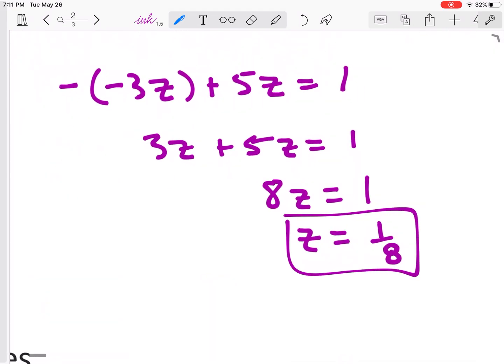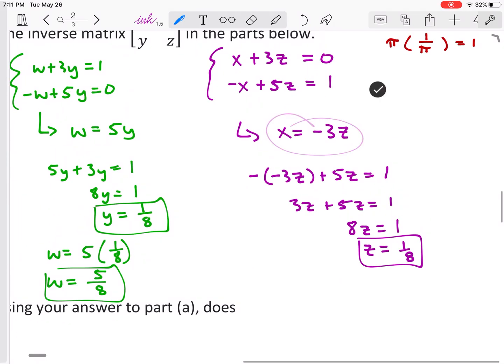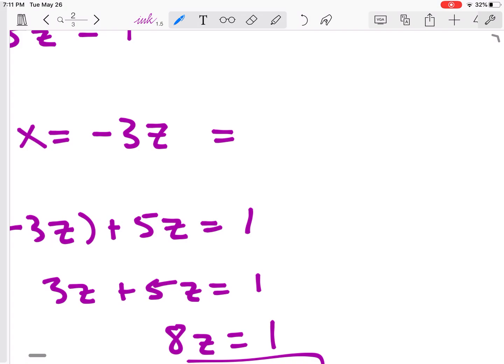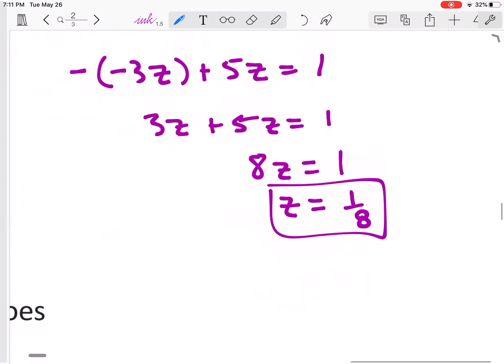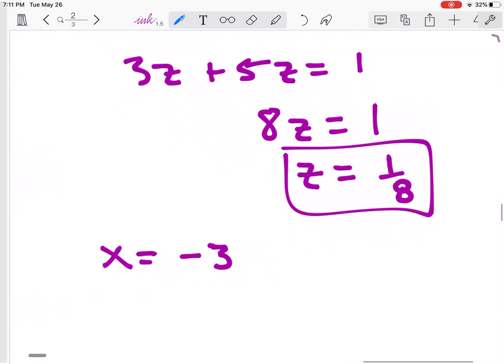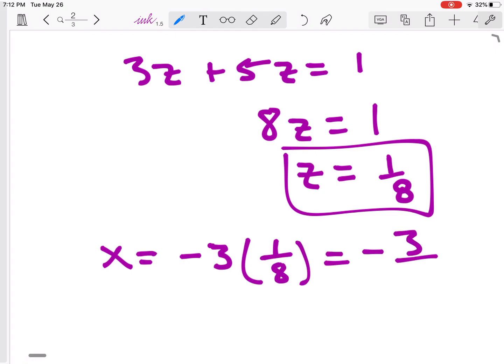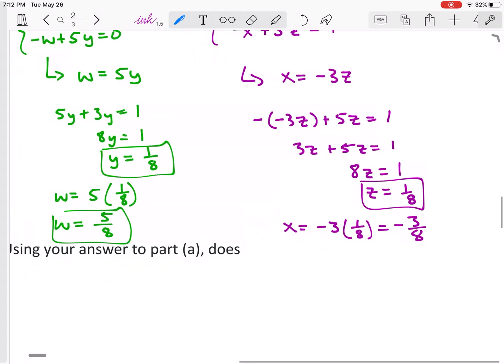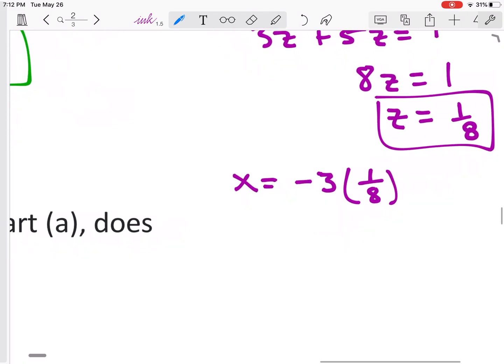Cool. Can still use this second equation here. Now that we know what z is, just do it down here. x equals negative 3 times 1/8 equals negative 3/8. So now we also have, write that below, what x is.